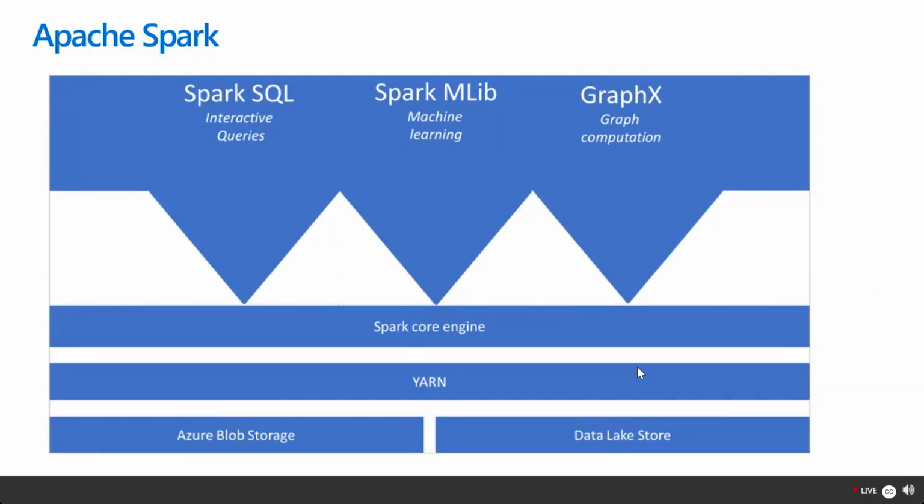It is a parallel processing framework that supports in-memory processing to boost the performance of big data analytic applications. Apache Spark in Azure Synapse Analytics is one of Microsoft's implementations of Apache Spark in the cloud, as we saw in the previous slide.